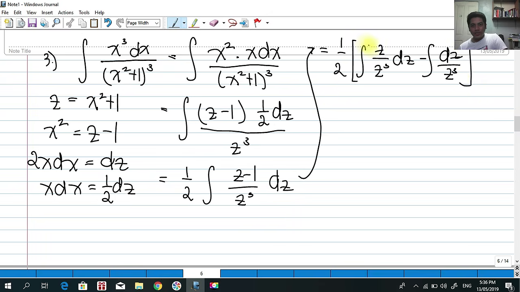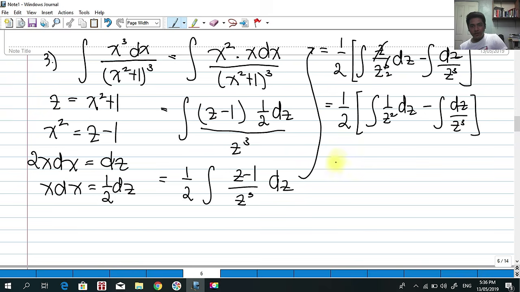Okay, so we can see here that these two z's will cancel, leaving the denominator as z squared. So we have now 1/2 the integral of 1 over z squared dz minus the integral of dz over z cube. And it's much easier if you're going to integrate it by a negative exponent. So we have now 1/2 the integral of z raised to negative 2 minus z raised to negative 3, let's put it back together, dz.